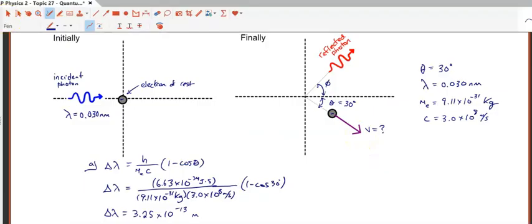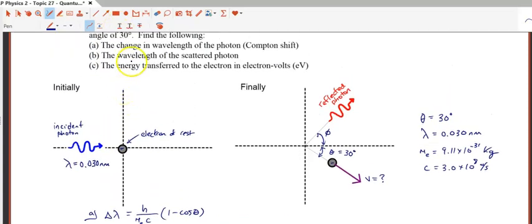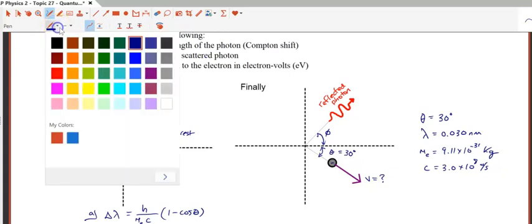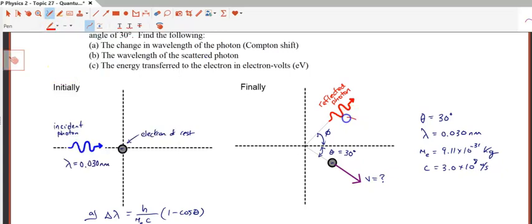Okay, the next part is asking to find out what is the wavelength of the scattered photon. So we're asked to find out this new wavelength. We'll call that lambda prime. I'll ask you first, is this wavelength a longer wavelength or a shorter wavelength? And think of it, E equals hc over lambda. Is the energy of the reflected photon going to be larger than the incident energy for the photon or smaller?